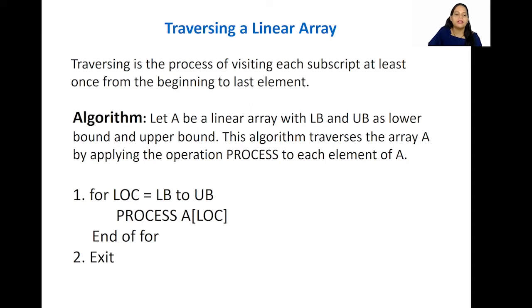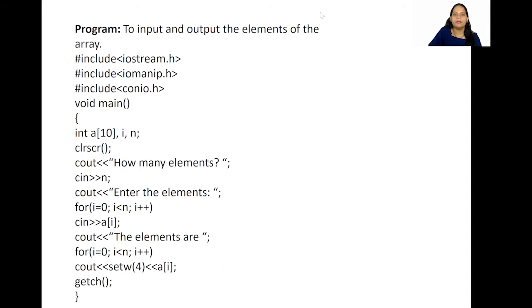Now, see this program. Here the program is to input and output the elements of the array. As simple as that. We are taking the input to the array, and whatever data items we take as input, we are going to display them. So these are all the header files. Now our void main is starting from here.